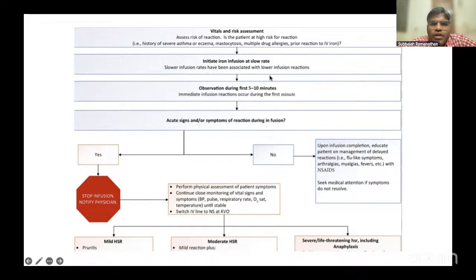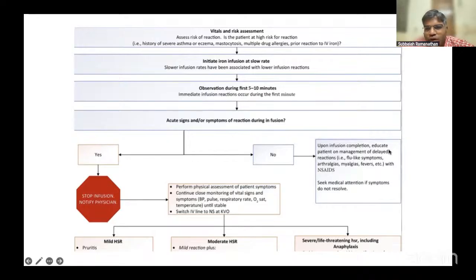Slower infusion rates have been associated with lower infusion reactions. But in general, 20 minutes is what is recommended for most of the infusions. Only in these special scenarios, you have to give it slowly and observe for the first 5 to 10 minutes. Immediate infusion reactions occur in the first minute. The longer the time the patient is fine, the lesser the chances of reaction. Within the first 5 minutes, you often see these reactions. After that, it's unlikely. If you encounter acute signs or symptoms during the reaction, first stop the infusion. The nurse has to notify the physician.